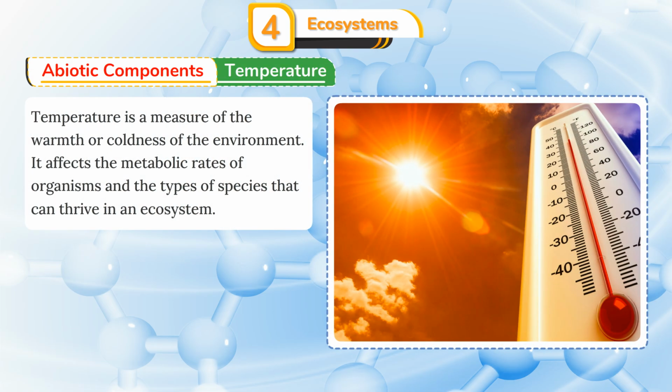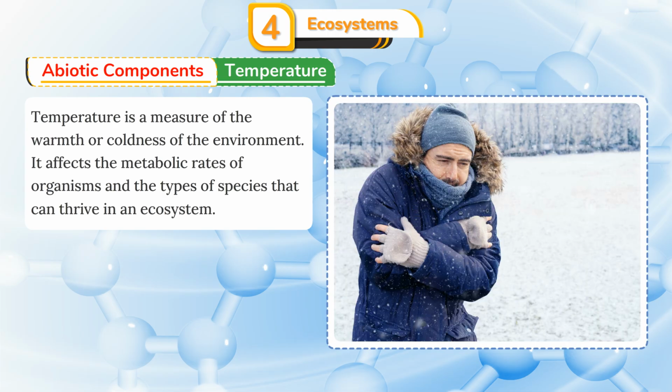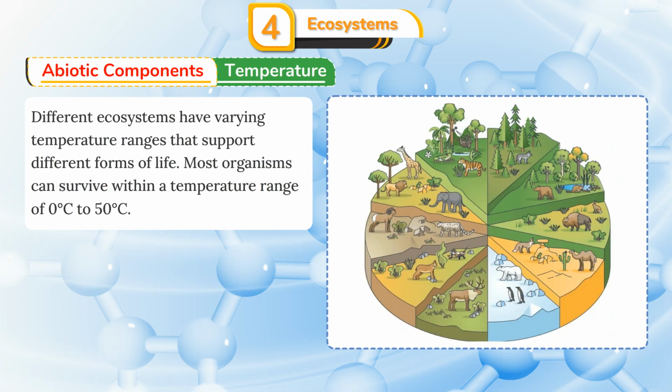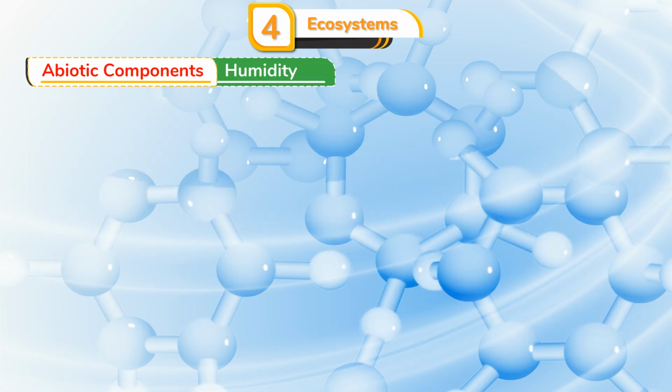Temperature. Temperature is a measure of the warmth or coldness of the environment. It affects the metabolic rates of organisms and the types of species that can thrive in an ecosystem. Different ecosystems have varying temperature ranges that support different forms of life. Most organisms can survive within a temperature range of 0 degrees Celsius to 50 degrees Celsius.